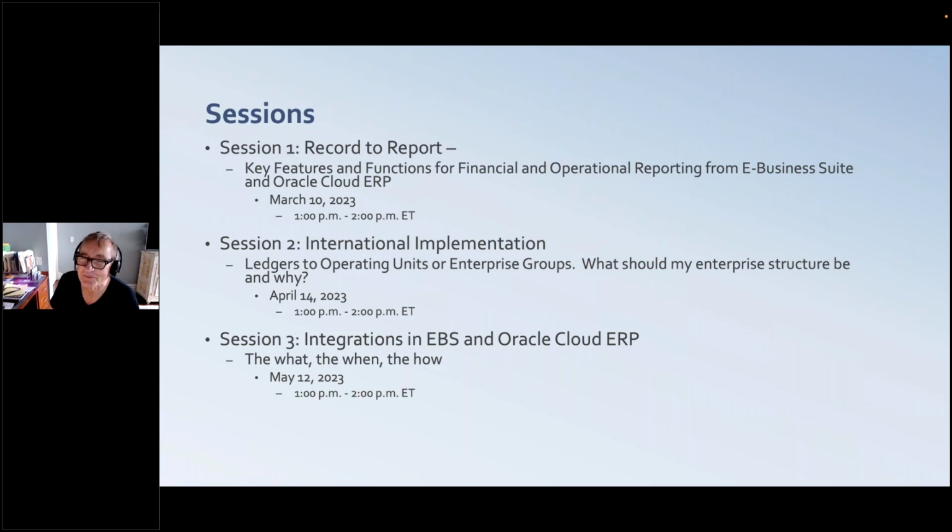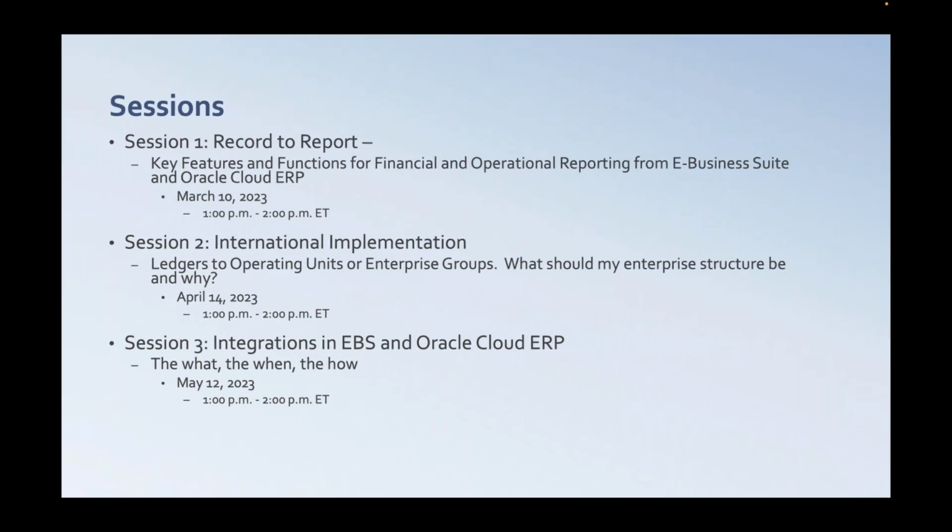Okay. So today we're going to go over Record to Report and key features and functions in Oracle EBS and Oracle ERP Cloud. In April, Hans and Seamus will cover international implementations, discussing some key differences in R12 between ledgers and ledger sets and operating units, and what your enterprise structure should be. As Hans said, his focus and Cilantro's focus is really international implementations, although they do a lot of other things. Hans is the chair of the multinational SIG. He is kind enough to allow me to continue to serve as the co-chair for many years. So that is certainly a focus that we have.